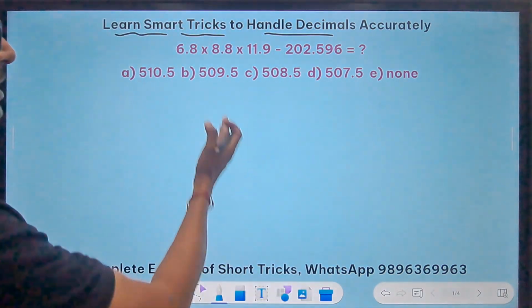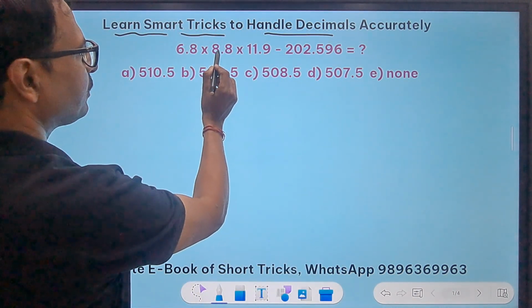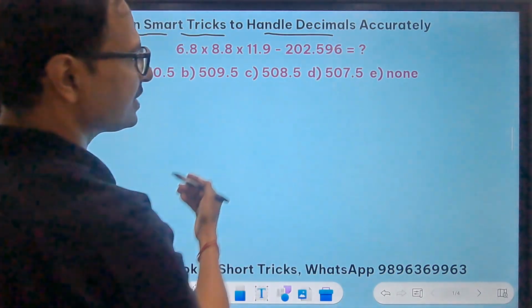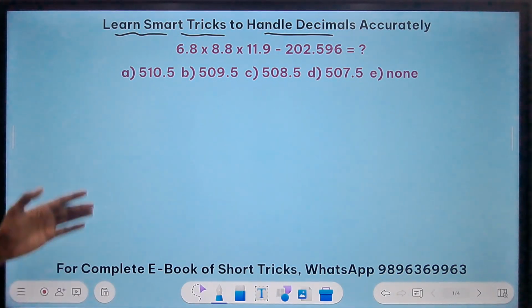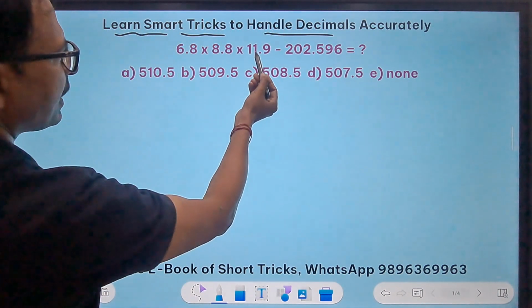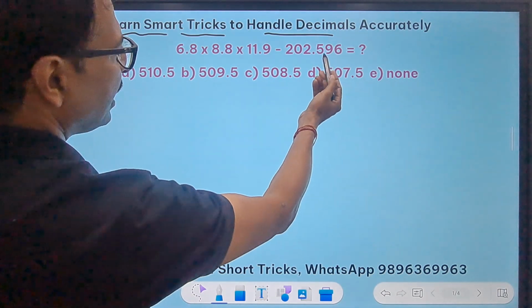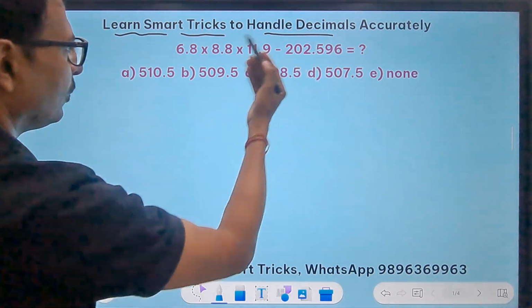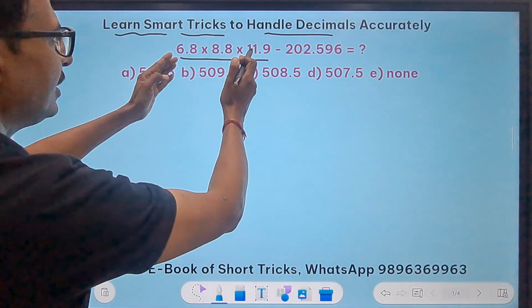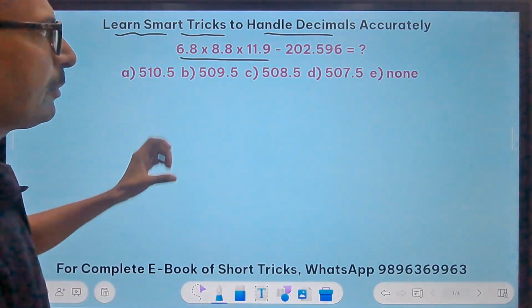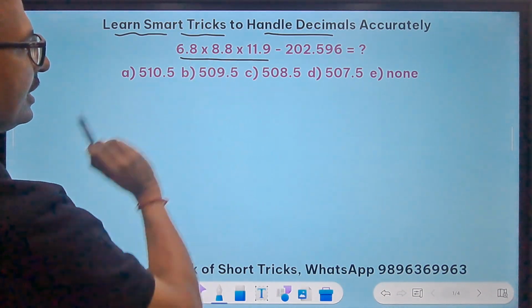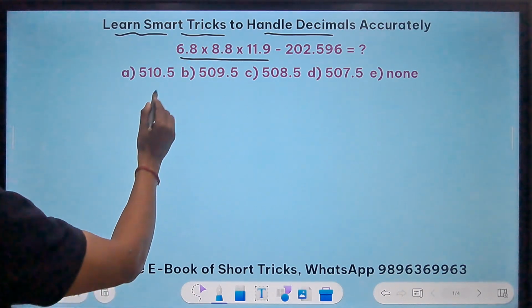So the first question here, you can see 6.8 times 8.8 times 11.9 minus a big decimal here, and we need to find the result. So how do you get to the answer in the quickest possible manner? See, I can't find any common factor between this part and this part. This is a big decimal. I can't even factorize that. So I have no option but to multiply these three and get to an answer, then subtract the big decimal from the result. So how do I go for multiplication of these three numbers? I'll take care of the decimal later.